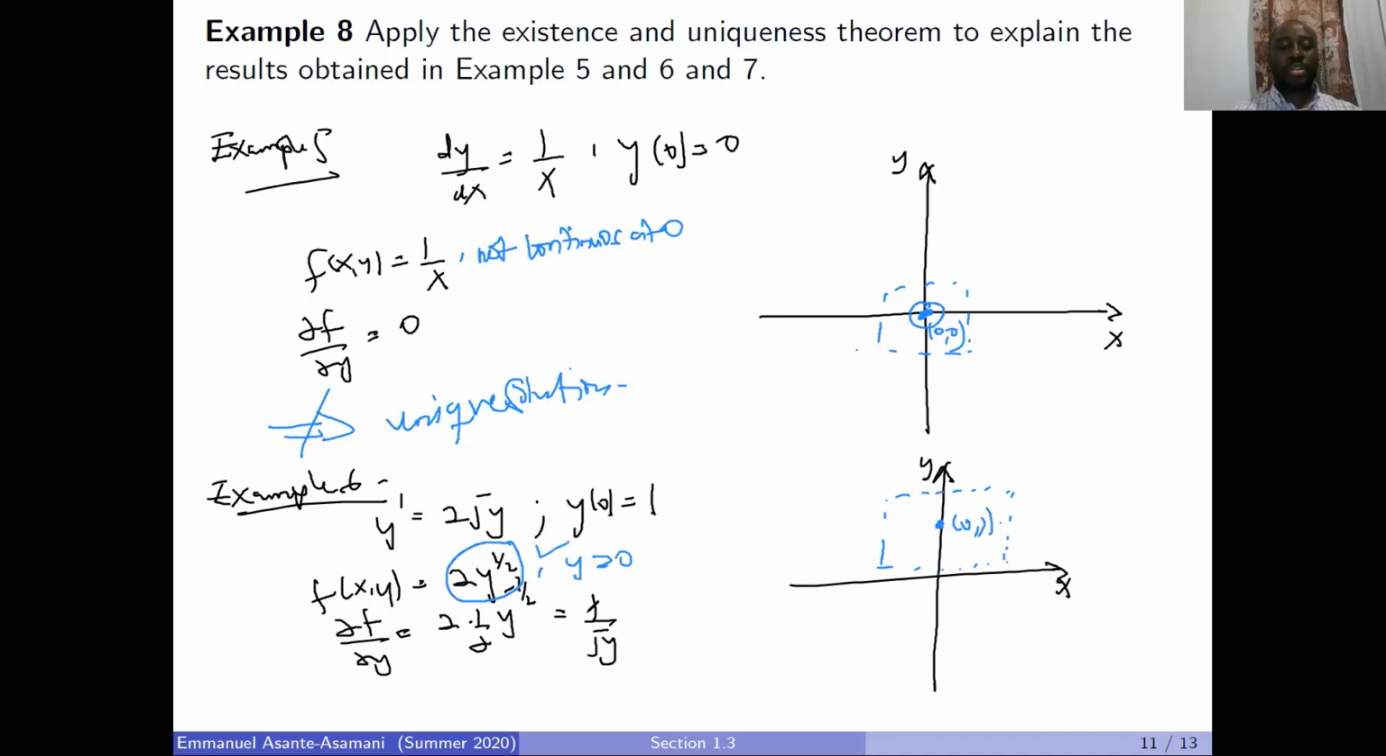Right. Now the next function is 1 over square root of y, and this is for y greater than or equal to 0. Right. 1 over square root of y is continuous wherever y is strictly greater than 0, because we cannot have y being 0 in the denominator. Now again, this is continuous for all points above the x-axis, not including the x-axis. And so we can definitely find some rectangle about the point 0, 1 where it is continuous. So this condition also checks out. And so these two conditions being satisfied then implies that this problem has a unique solution.